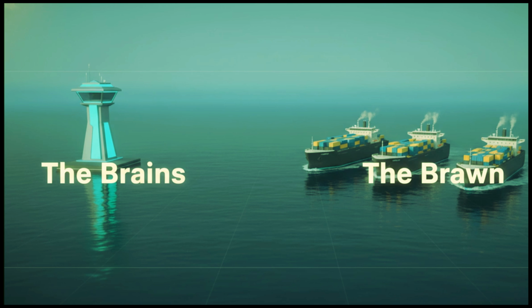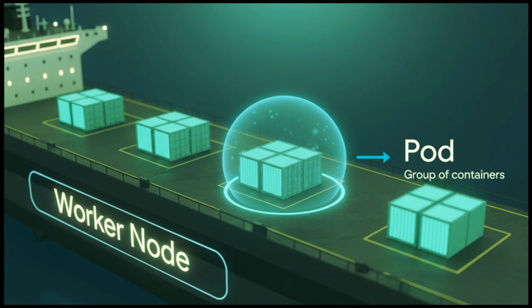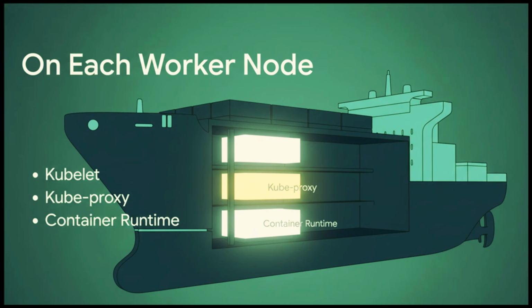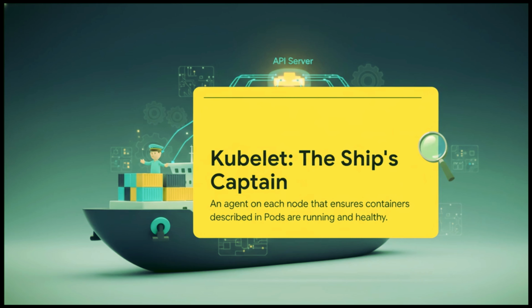All right, we've seen the brains of the operation. Now for the brawn. The worker nodes are the ships actually doing the work. These are the machines that run your app's containers. And in Kubernetes, those containers are wrapped in something called a pod. Now, each of these worker nodes has a few essential agents running on it to manage everything and talk to the control tower. First, you've got the kubelet. That's the captain on each ship. It takes orders from the control tower to manage its containers.